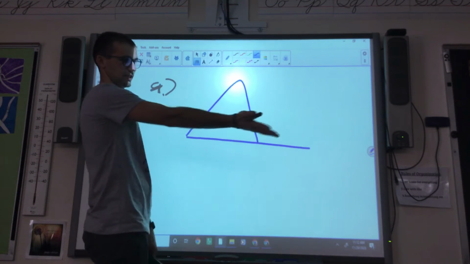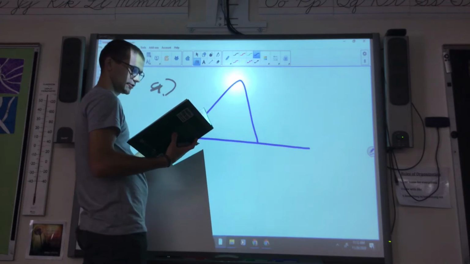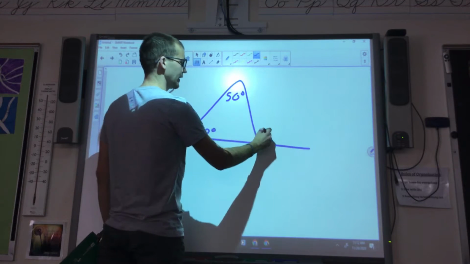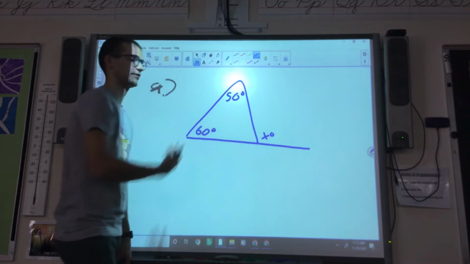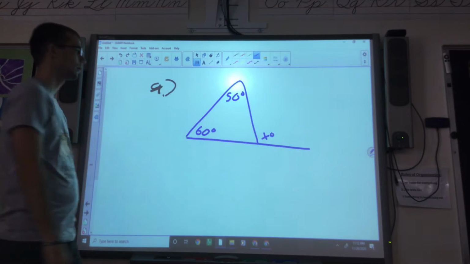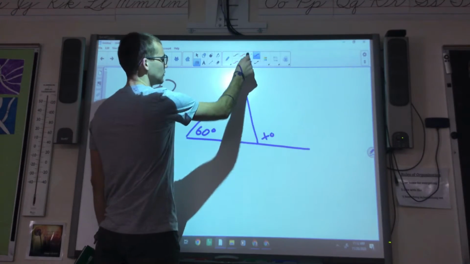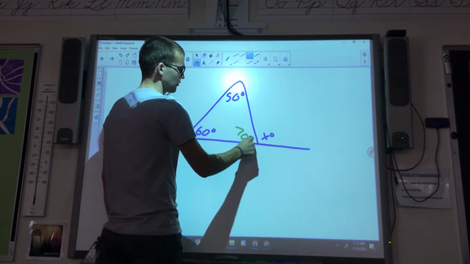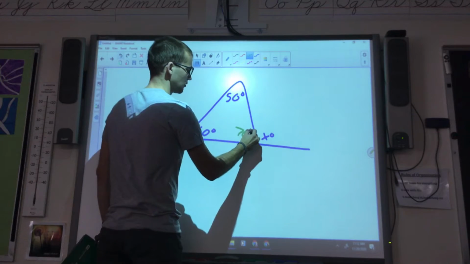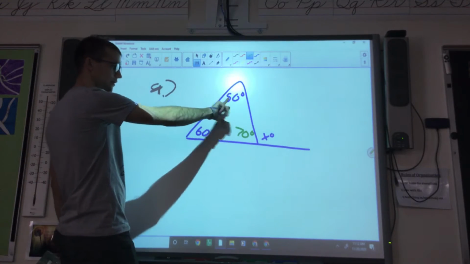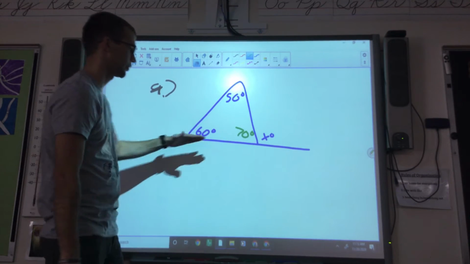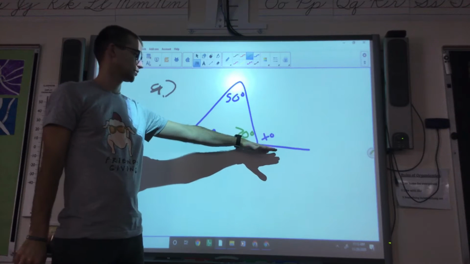So by definition, this line is straight. And you've got 60, 50, and X. How do you find X? 50 plus 60 is 110, 180 minus 110. Yep. Oh yeah, that looks like 700, doesn't it? So this is 110 plus 70 is going to give you up to the 180 that you need for a triangle. But we also know this is a straight line.